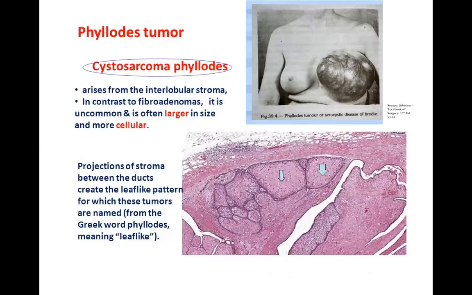Phyllodes tumors are also called cystosarcoma phyllodes. They arise from the interlobular stroma. It is larger in size as compared to the fibroadenomas, and they're more cellular. By phyllodes, we mean leaf-like. The projections of stroma between the ducts create the leaf-like pattern for which these tumors are named phyllodes tumor.